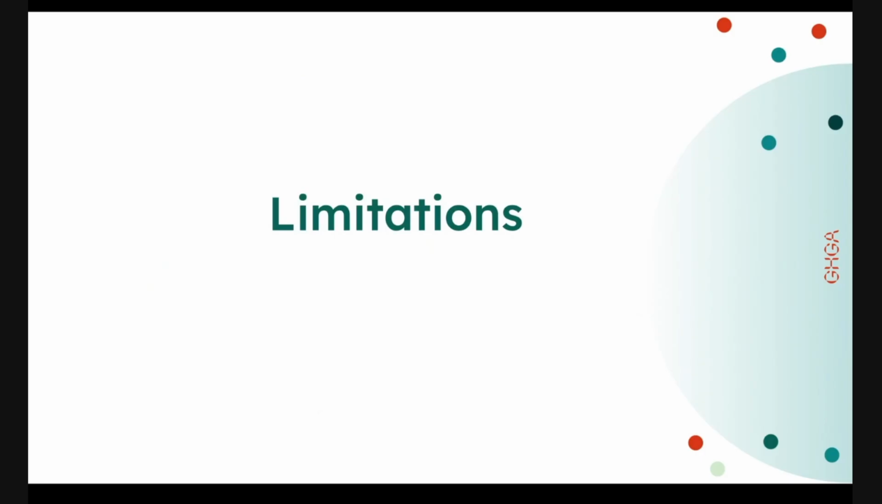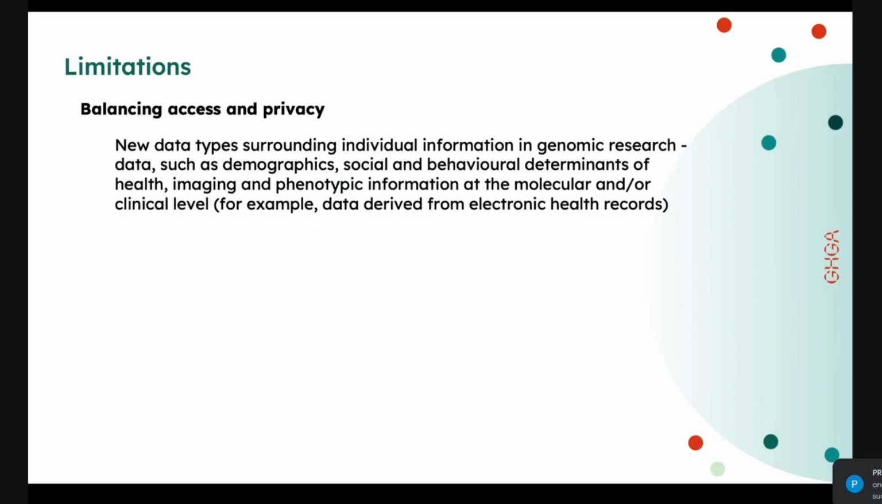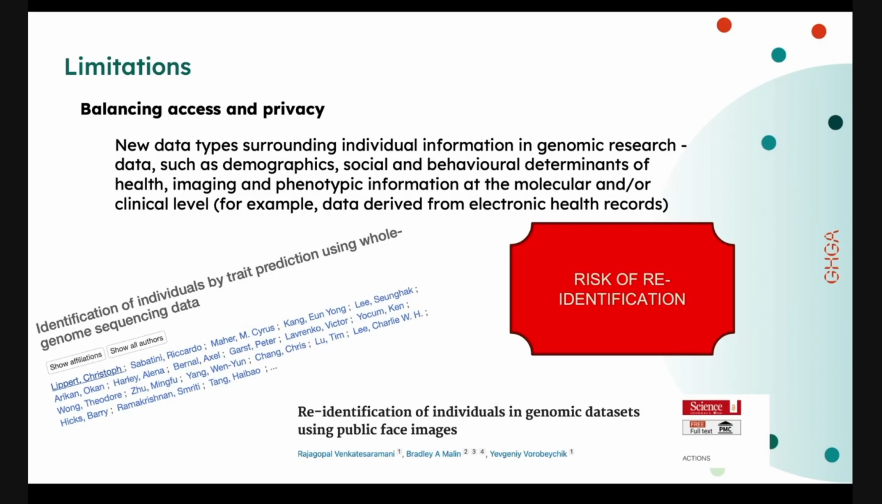As much as all the good things that are happening, there are also a lot of limitations that we are dealing with. I've repeatedly mentioned this, but it's very, very hard to create the balance between access and privacy, mainly because new data types are coming in, and there are also newer risks associated with them. Especially, we are still struggling with how to capture information related to demographics, social and behavioral determinants of health. If we want to capture that, we still don't know how. Again, phenotypic information at the molecular as well as the clinical level. How do we incorporate data from electronic health records? All of this is still a big subject of discussion. We are very much aware of all the re-identification risks, but we still have to see how to incorporate all of this into the model.